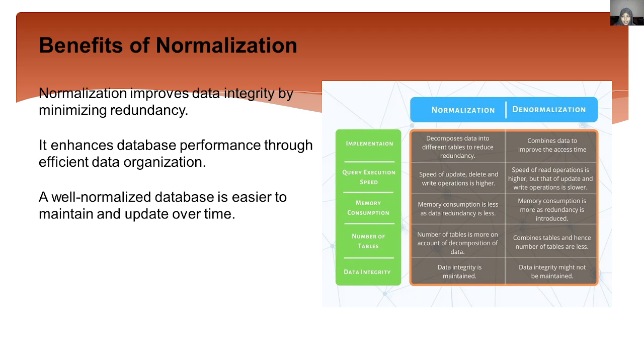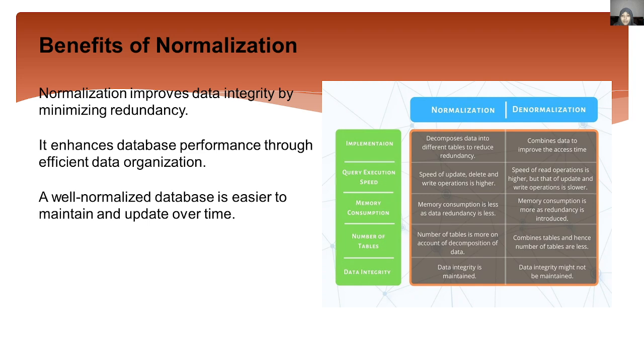Benefits of normalization. Normalization improves data integrity by minimizing redundancy. It enhances database performance through efficient data organization. A well-normalized database is easier to maintain and update over time. As we can look here, the implementation of normalization and denormalization. Normalization decomposes data into different tables to reduce the redundancy, whereas denormalization combines the data to improve the access time.